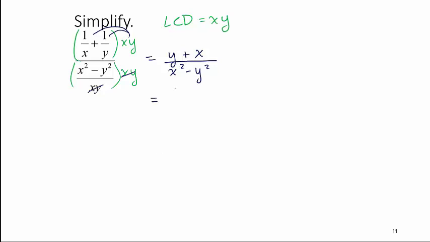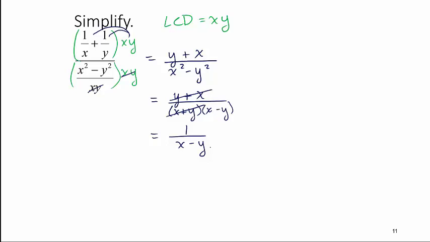So the only other thing I see to do here is that the denominator of x squared minus y squared factors. It's the difference of squares. X plus y times x minus y. Okay, and y plus x and x plus y is the same thing, right? So we can cancel that factor and we're left with 1 over x minus y.